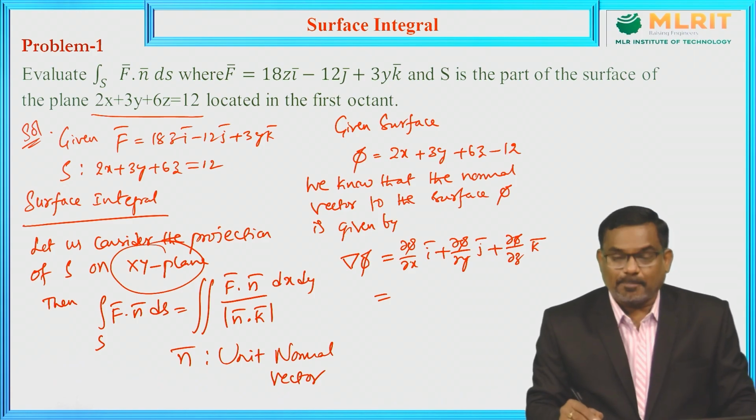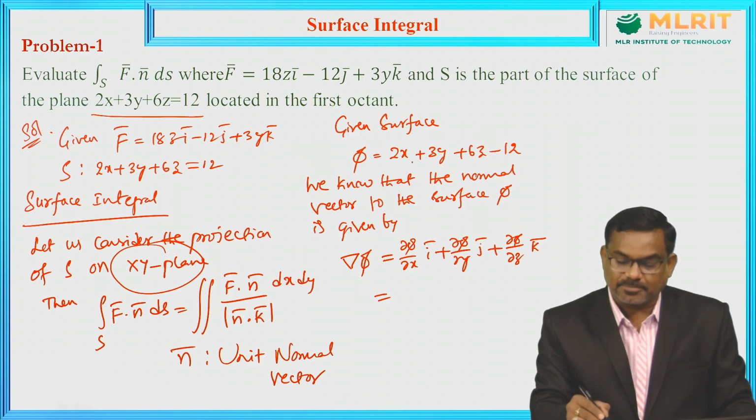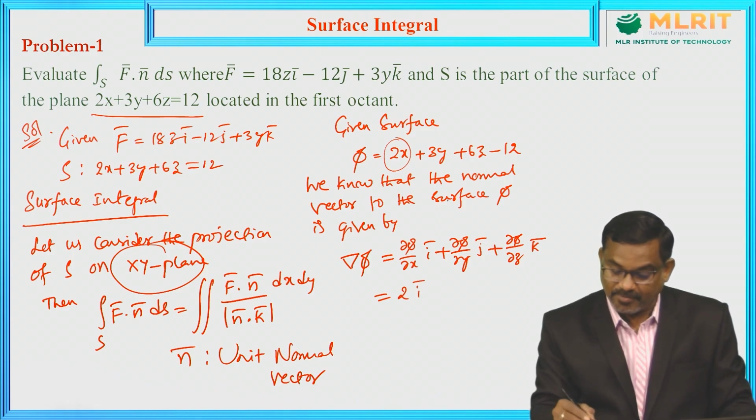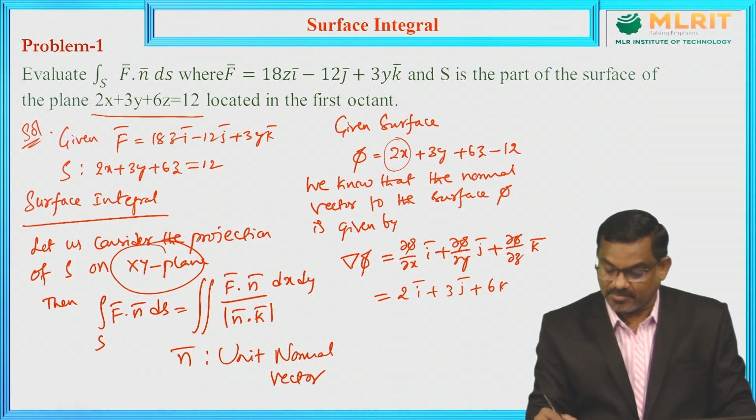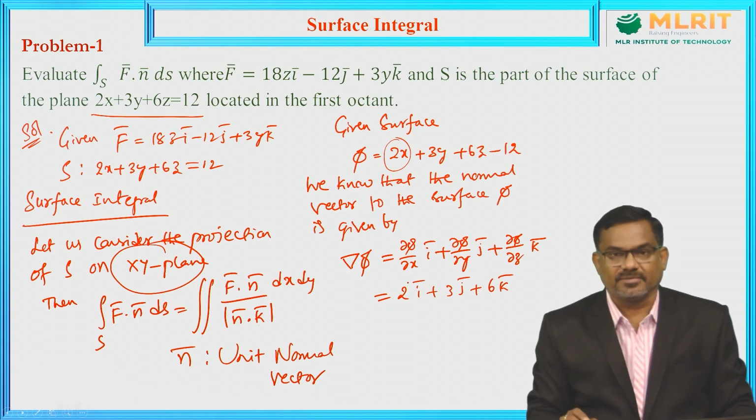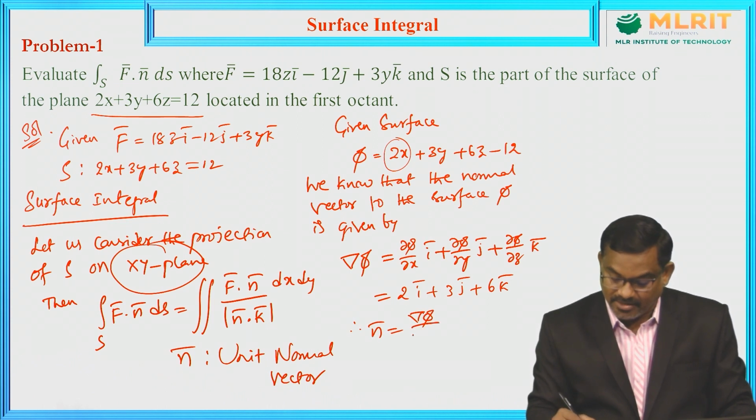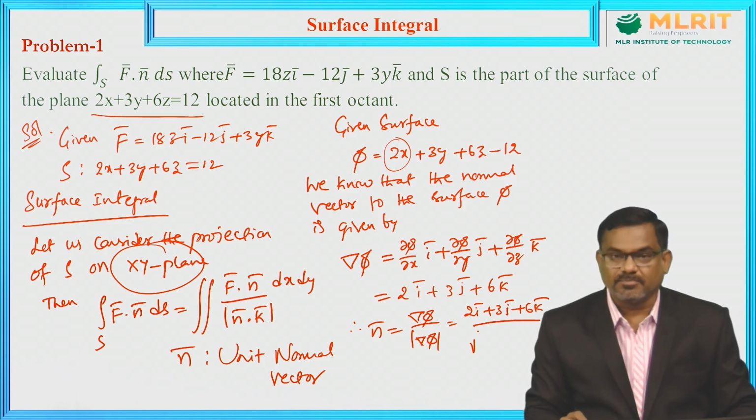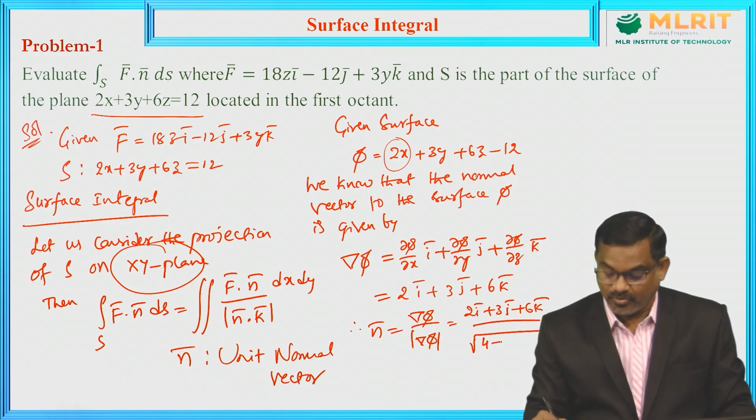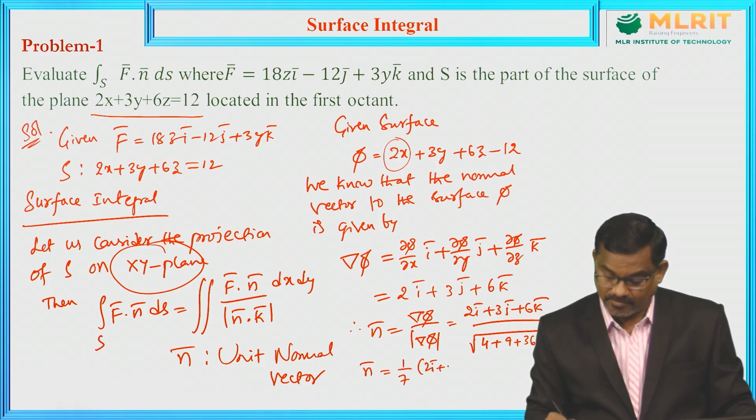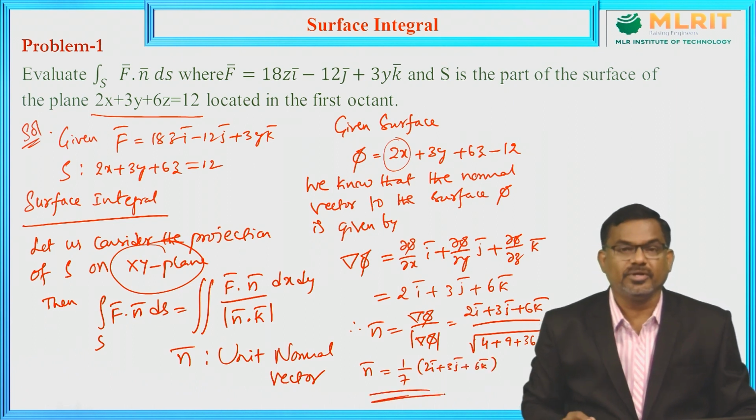So first we need to calculate the partial derivatives of phi. With respect to x partial derivative, dou phi by dou x is 2 i bar, dou phi by dou y is 3j bar, dou phi by dou z is 6k bar. So this is the normal vector to the given surface. But what is n bar? Unit normal vector. Therefore n bar is del phi by mod del phi, that is 2i bar plus 3j bar plus 6k bar by mod del phi. What is mod del phi? Under root sum of the squares of the components: 4 plus 9 plus 36, which is 49. So n bar equals 1 by 7 into 2i bar plus 3j bar plus 6k bar. This is the unit normal vector n bar.